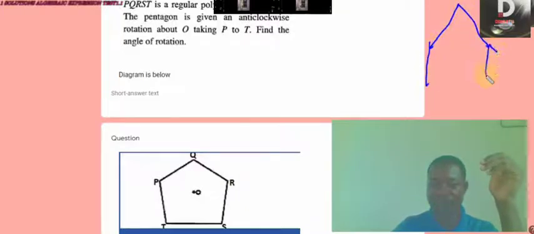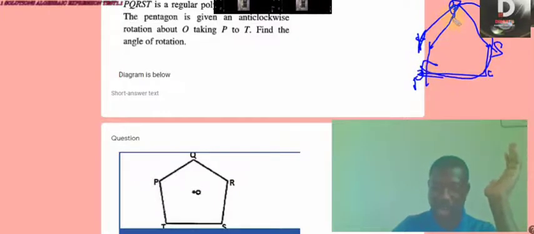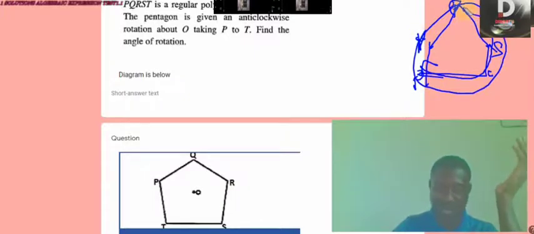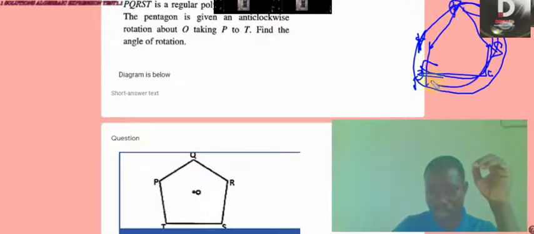Any labeling you do of a diagram, don't say P, Q, R, S. No, you can't do it anyhow. So you say P, Q, if you're going this way, P, Q, R, S, T, you finish. Or you choose to go that way, P, Q, R, S, T, whichever way. So where you start from does not matter much, unless otherwise stated by the examiner. You go clockwise to finish or go anti-clockwise to label. Perfect.